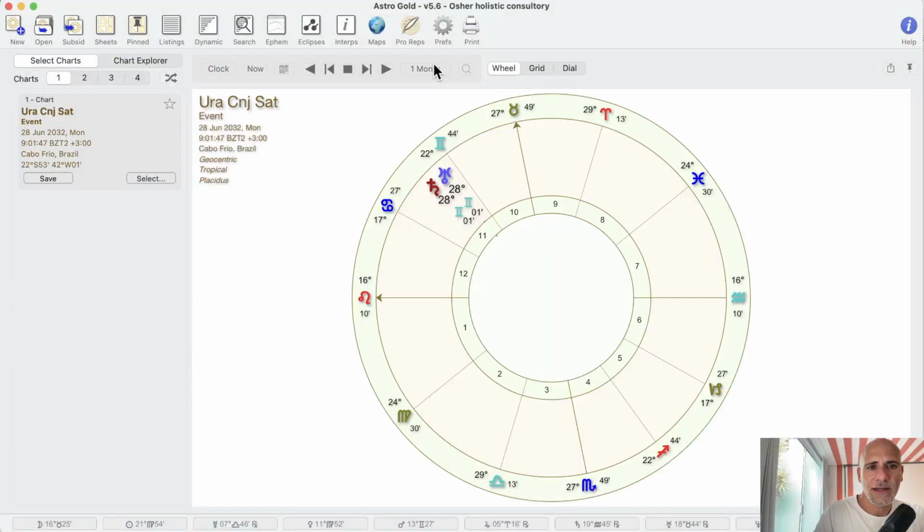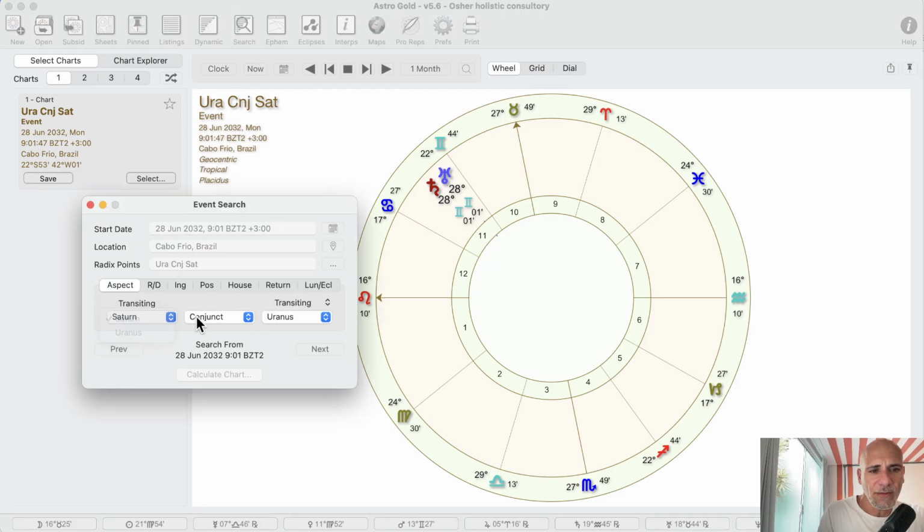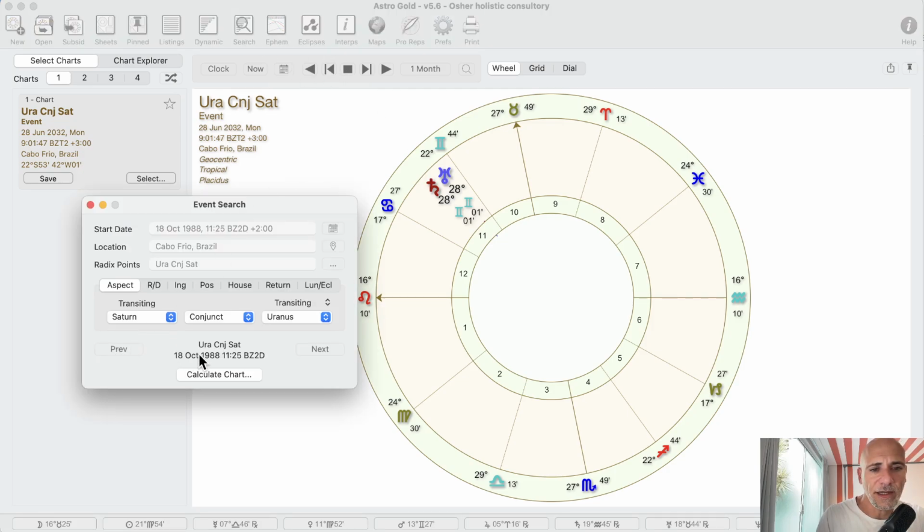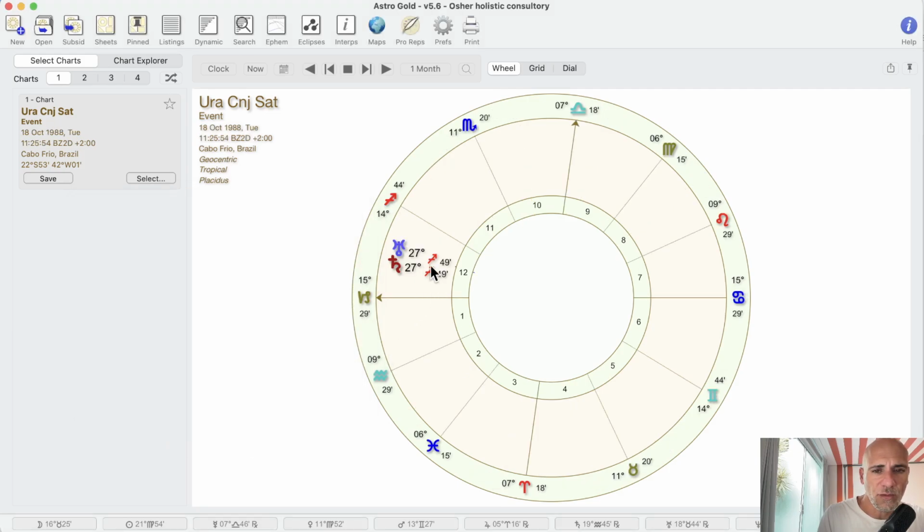So let's start looking together in Astro Gold, and we are displaying only Uranus and Saturn. First of all, we want to know where they started the conjunction. The current one, as I'm recording this video in 2022, is still the closure of the cycle of Saturn and Uranus that started in 1988. Let's select it as chart 1, and here is what happened back in 1988. Uranus and Saturn met in Sagittarius.